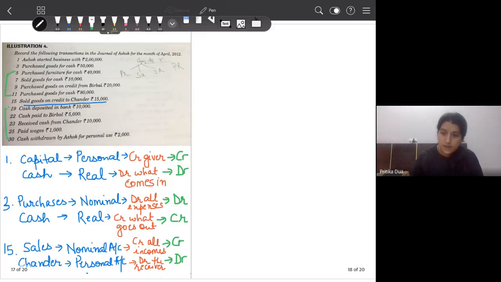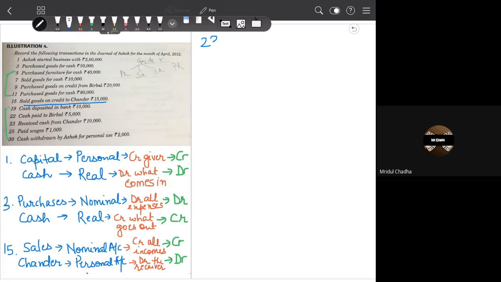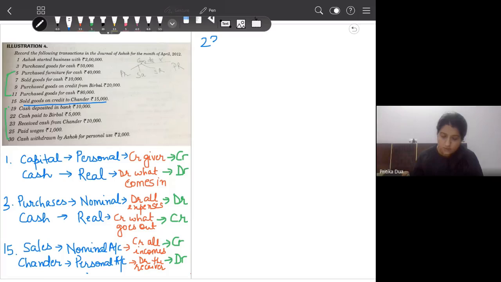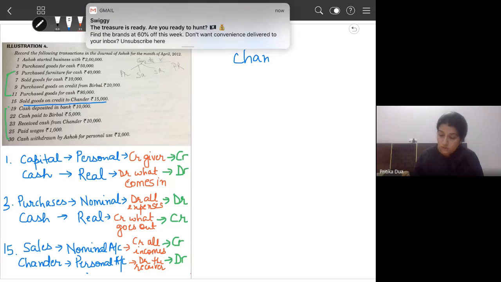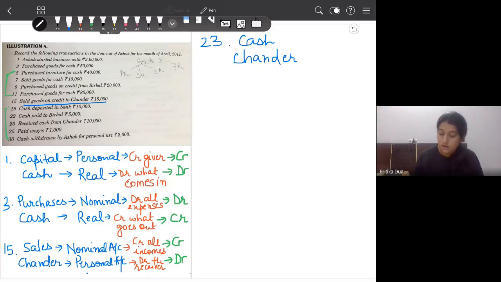Okay, so for 23rd, yes, Mridul will answer. Mridul. Ma'am, cash account debit to Chander account credit. Okay, so received cash from Chandar, cash is coming in the business. Chandar was a debtor for the business. So cash when it comes in is a debit. Okay, and Chandar is the giver right now, so his account will be credited.